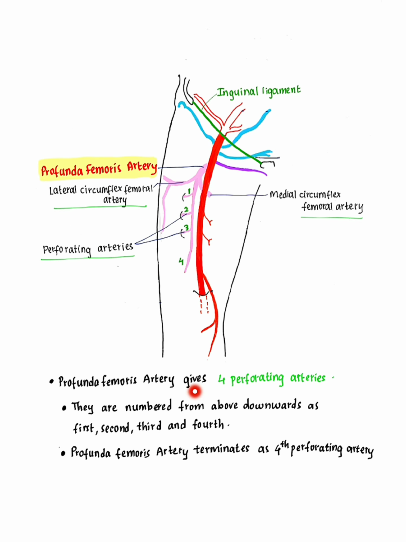Profunda femoris artery gives four perforating arteries. You can see four perforating arteries. They are numbered from above downwards as first, second, third, and fourth. Profunda femoris artery terminates as fourth perforating artery.